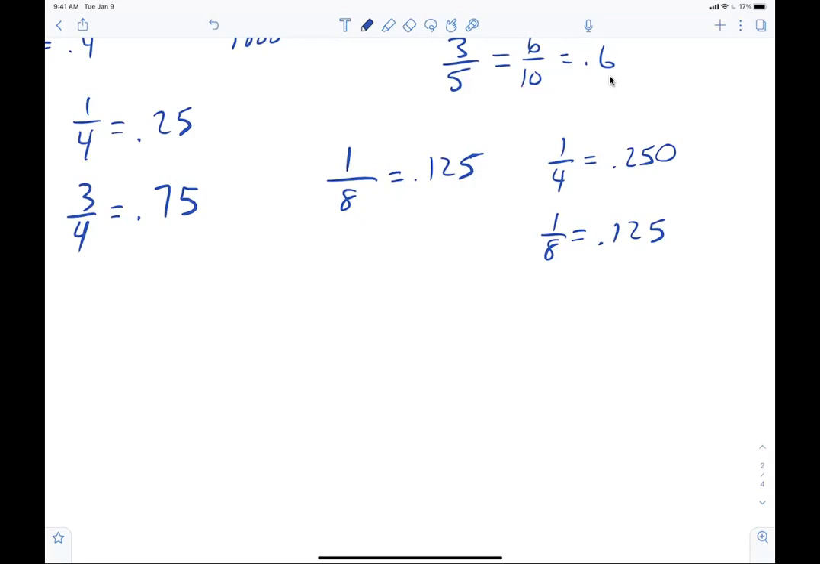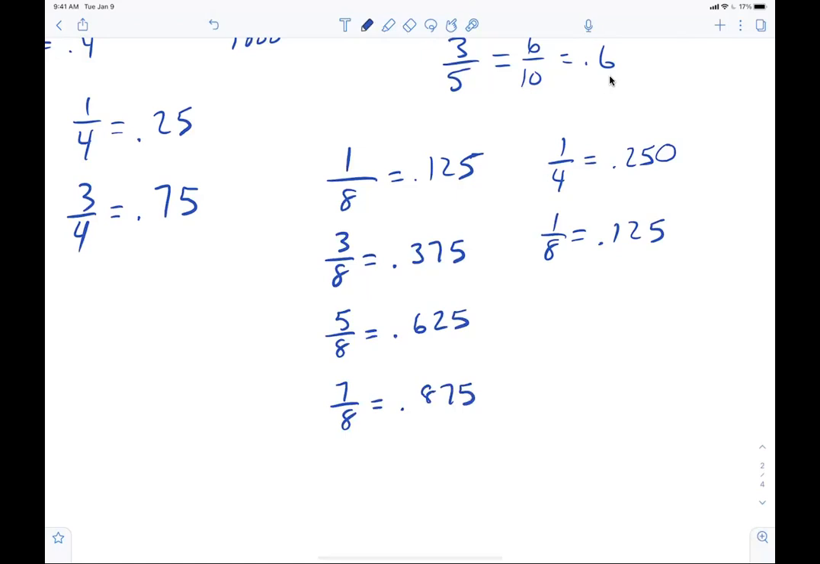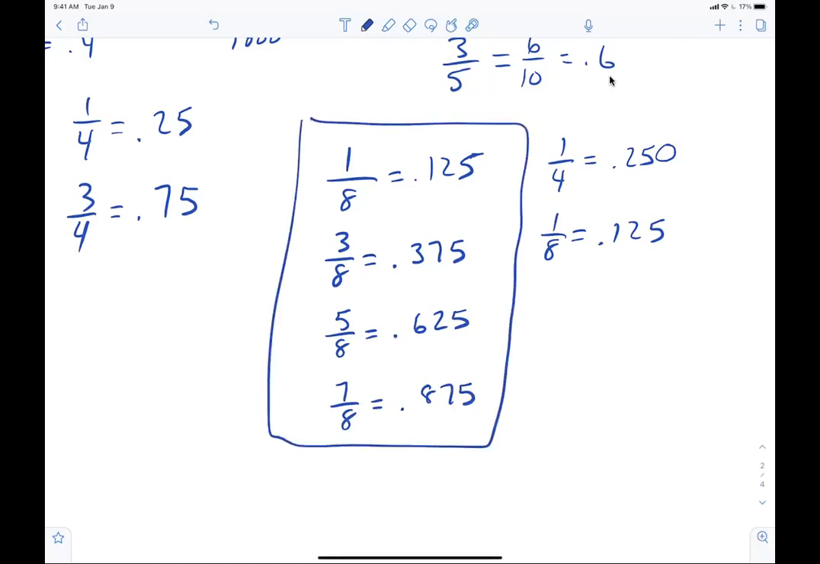Now the next common problem is 3/8. I want everybody to write this one down. 3/8 is equal to 0.375. Then after that, I want you to write 5/8. 5/8 is equal to 0.625. And after 5/8, I want you to write 7/8, which is equal to 0.875. Those are the ones that if you really want to be good at math, you would know. You should be able to tell people that.